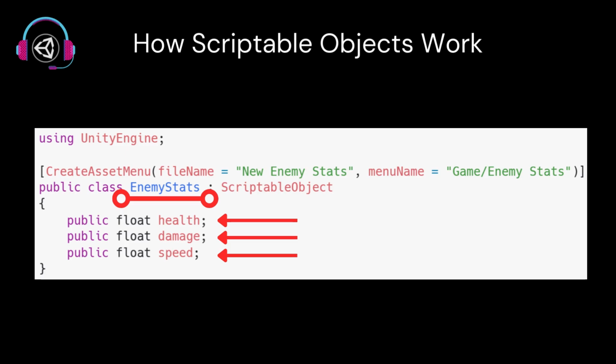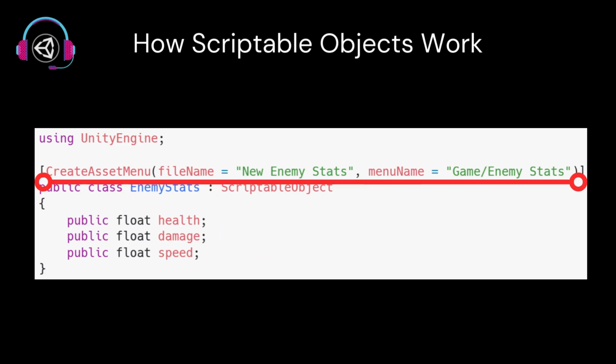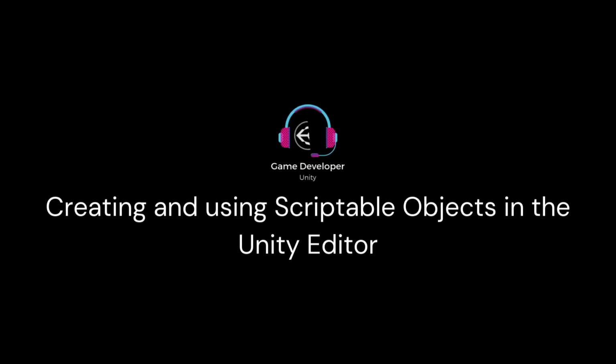Since this class inherits from ScriptableObject, Unity recognizes it as an asset that can be created and edited in the editor. And by adding the CreateAssetMenu attribute, we make it easy to create new instances of this scriptable object directly from the Unity editor. We even get to name the asset and organize it under a custom menu, Game, Enemy Stats. It's that easy.